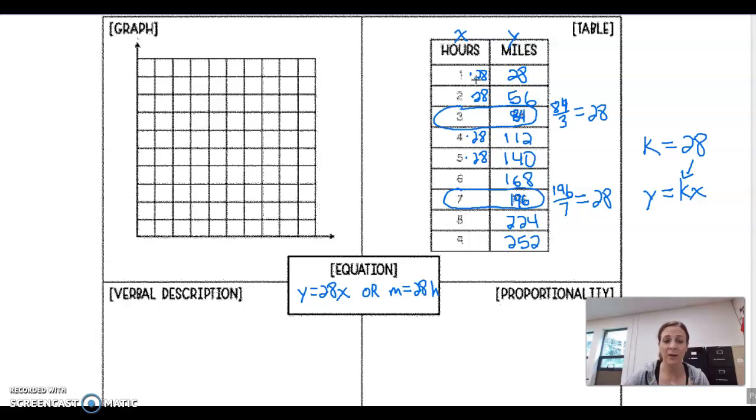So let's say I wanted to go to my graph now. There's going to be approximation here because I only have so much room. But notice I'm going 1 through 9 here, and this is going to be my x-axis. This is going to be my number of hours. And so I'm just going to go by ones. 1, 2, 3, 4, 5, 6, 7, 8, 9. Here I'm going 28 down to 252.